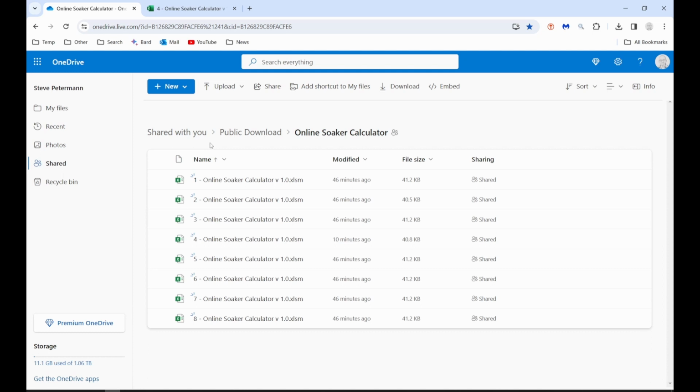Now, the reason why I have so many spreadsheets here is because this is a public folder. That means anyone with a link to this folder can access and edit any of these spreadsheets.